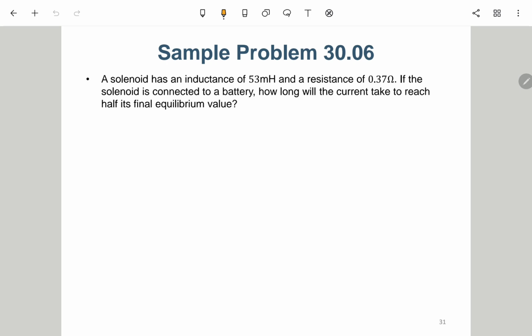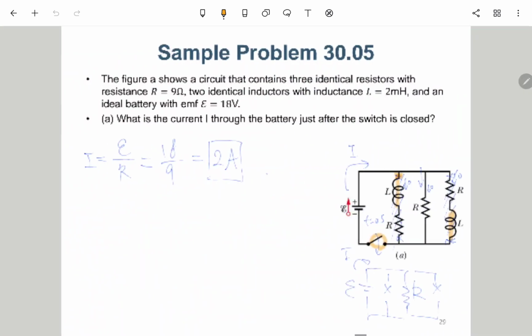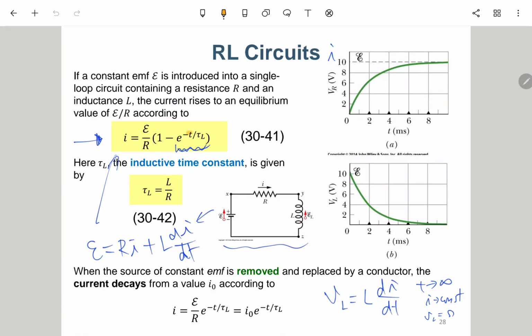Okay, so here we still need to talk a little bit about this tau L. Here we have a tau L called the inductive time constant.